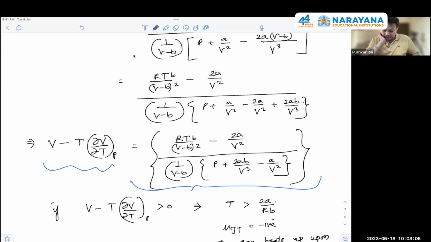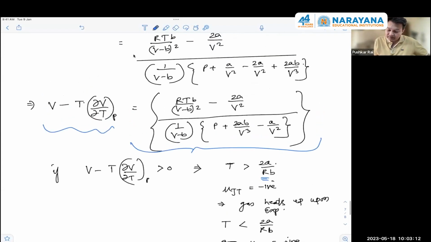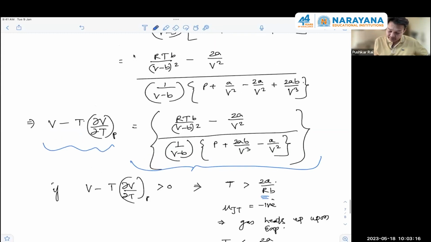Okay. So finally, you see that if T is greater than 2a by Rb, can you understand? Take out the V minus b term, take out the 1 by V term. Now it is RTb minus 2a. The RTb minus 2a term is left here.